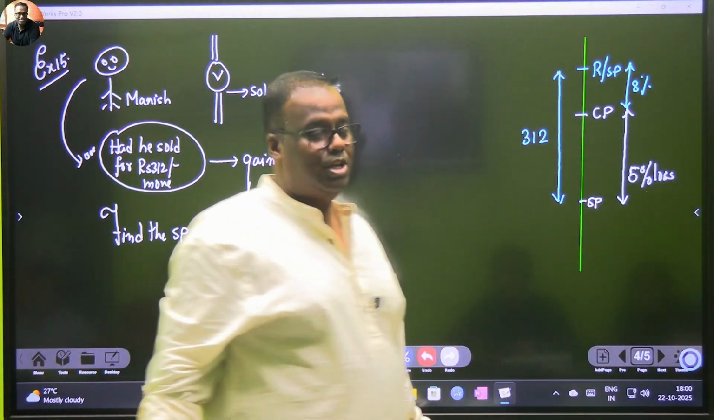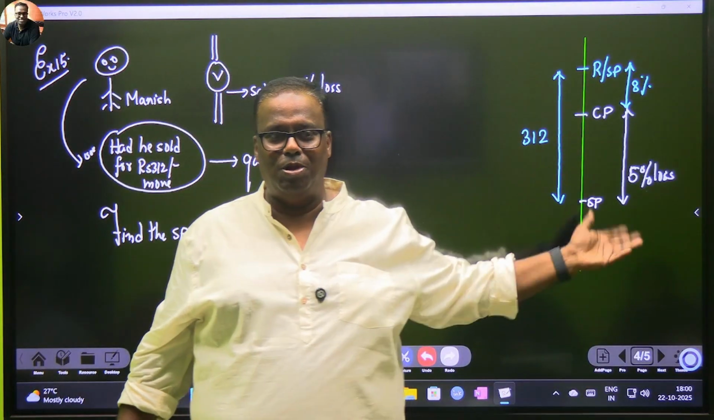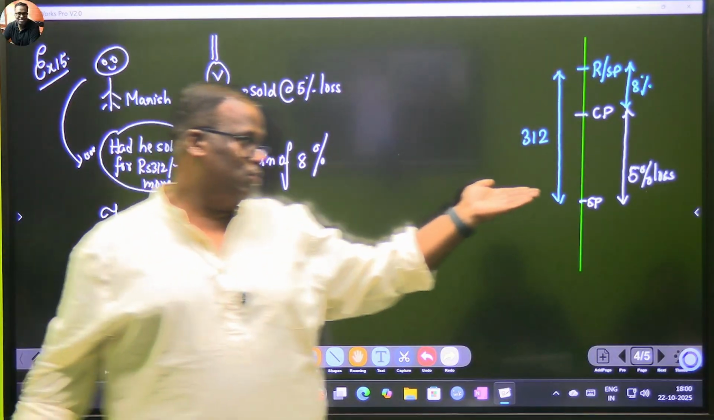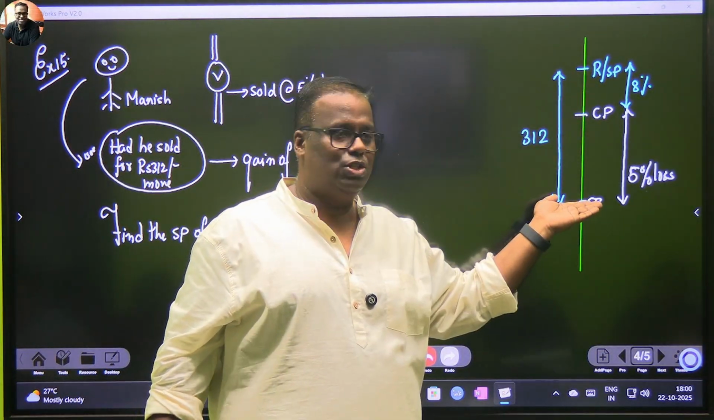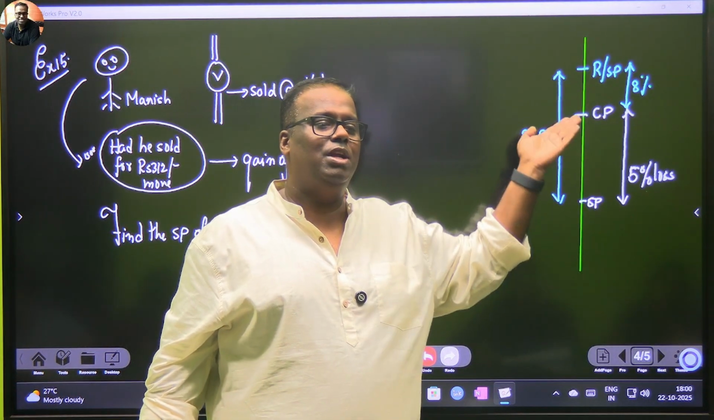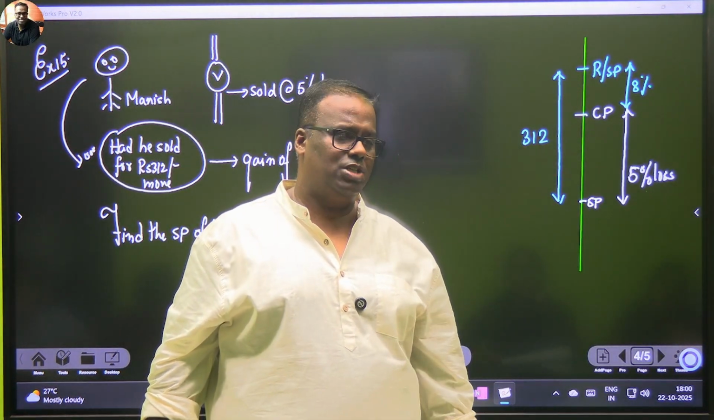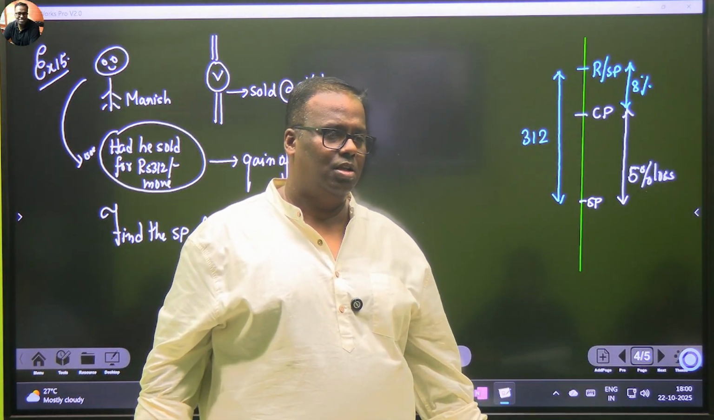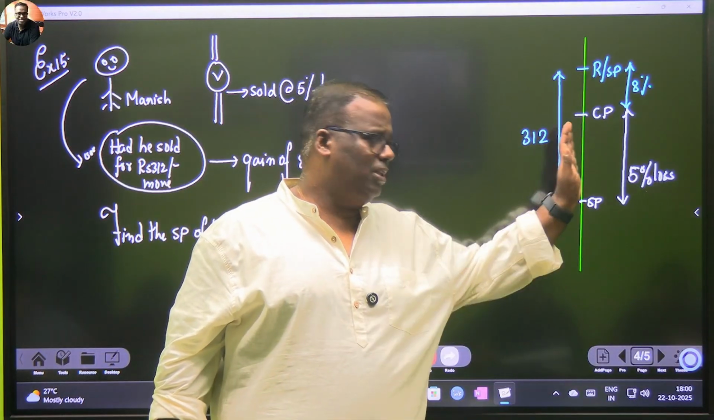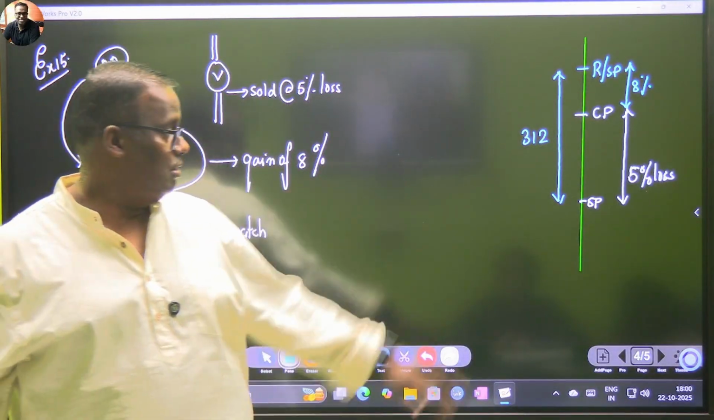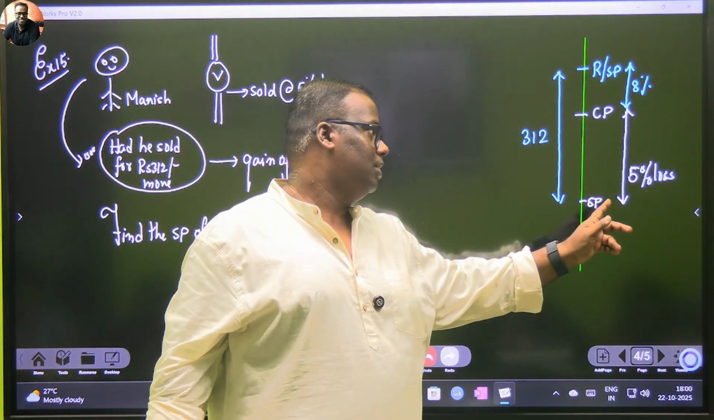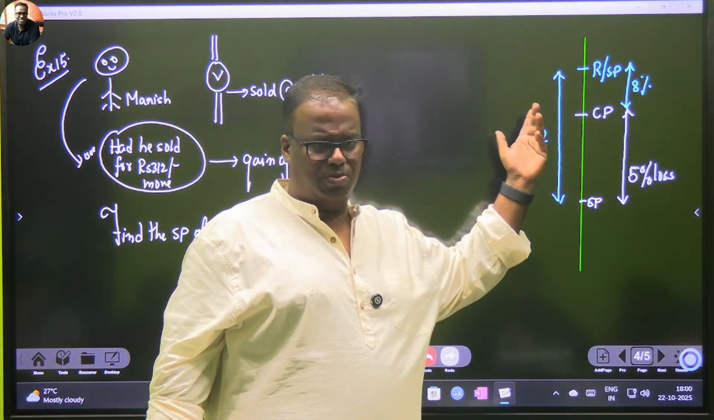And this gap is 312. Now we have to solve the problem by looking at this ladder. If he would have sold at another 312 rupees more than what he sold, he would have made a profit of 8%, not 5%. We'll go by this diagram. End of the day, what do you have to calculate? This price we have to calculate, not the revised one.